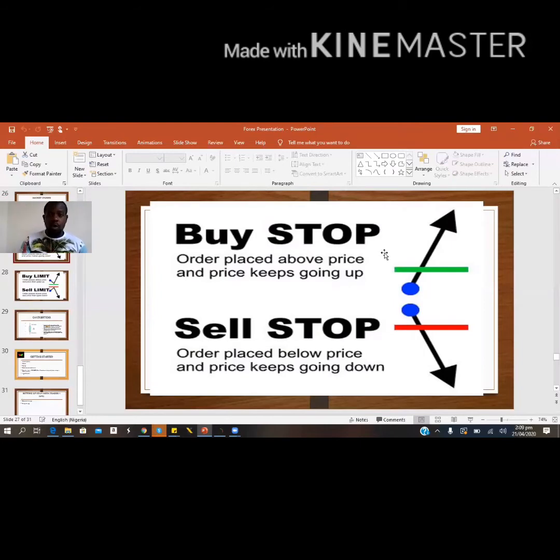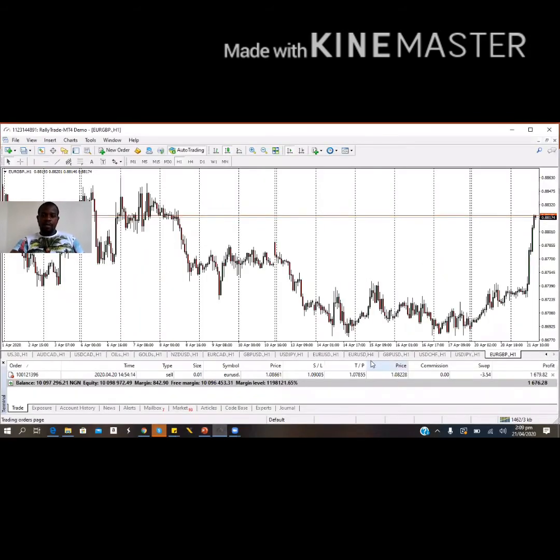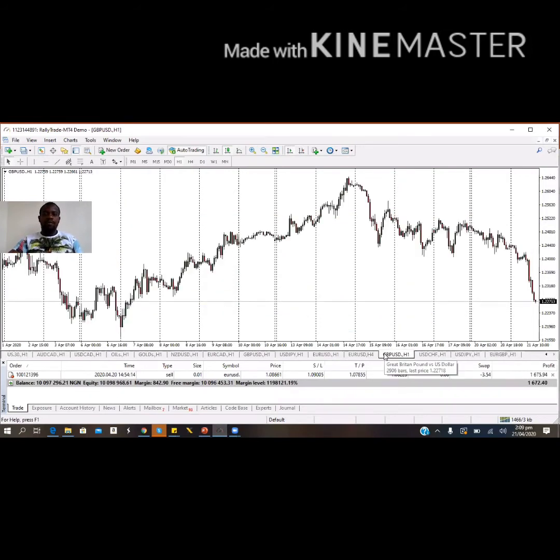So now let's go on to the market to do a practical illustration of the buy stop and the sell stop. Join me. Let's go to my MetaTrader 4. Okay, let's start with the Great Britain pound against the US dollar. So this is the Great Britain pound against the US dollar chart right now. The first one we talked about was the buy stop. So now let us set a buy stop.